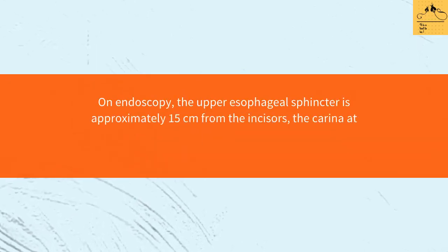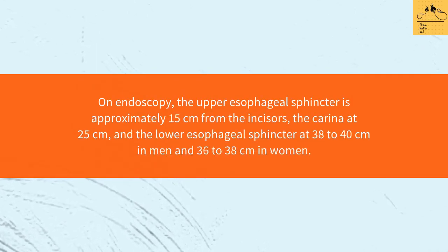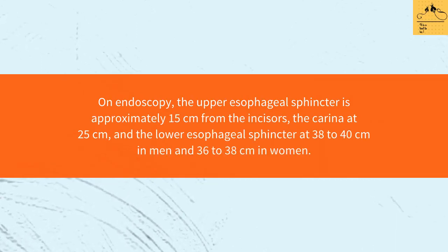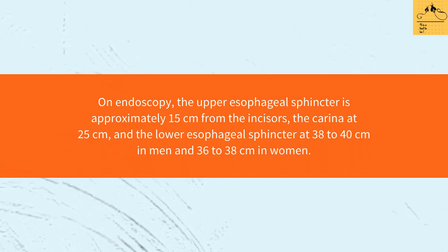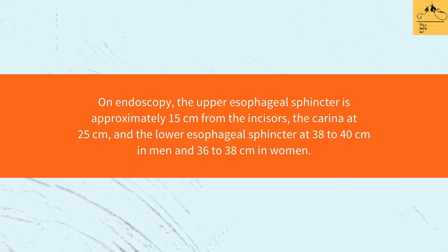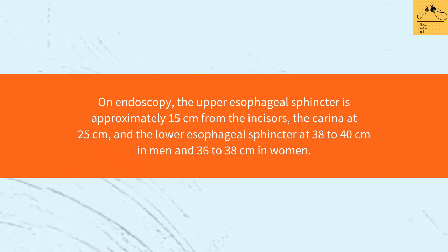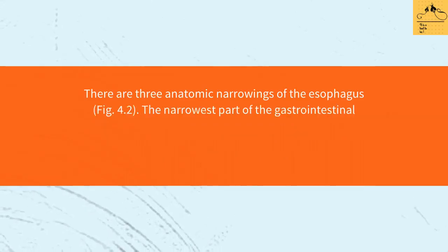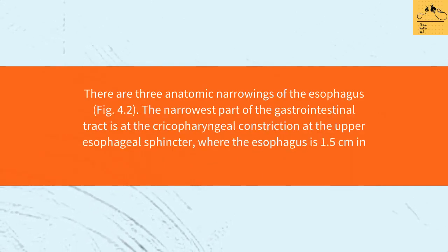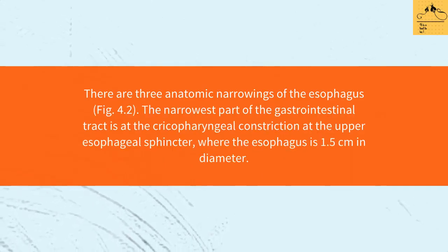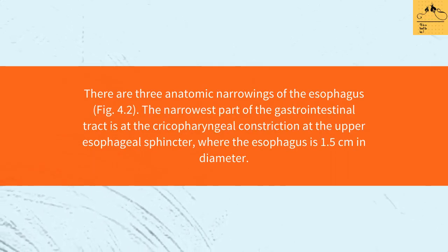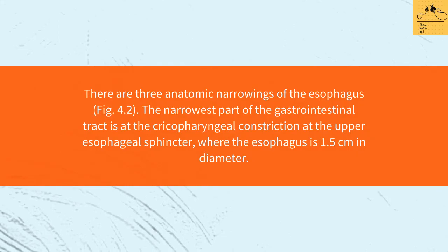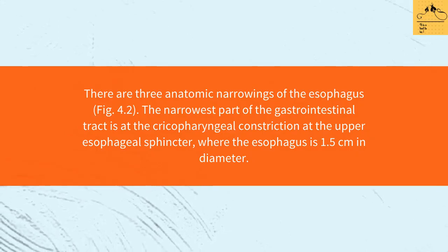On endoscopy, the upper esophageal sphincter is approximately 15 centimeters from the incisors, the carina at 25 centimeters, and the lower esophageal sphincter at 38 to 40 centimeters in men and 36 to 38 centimeters in women. There are three anatomic narrowings of the esophagus. The narrowest part of the gastrointestinal tract is at the cricopharyngeal constriction at the upper esophageal sphincter, where the esophagus is 1.5 centimeters in diameter.